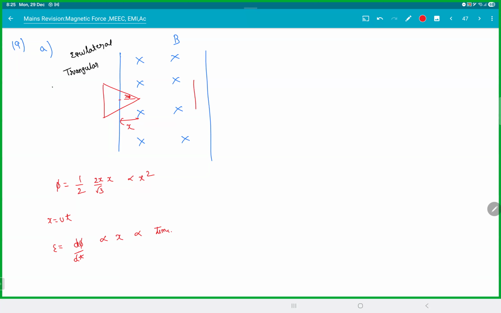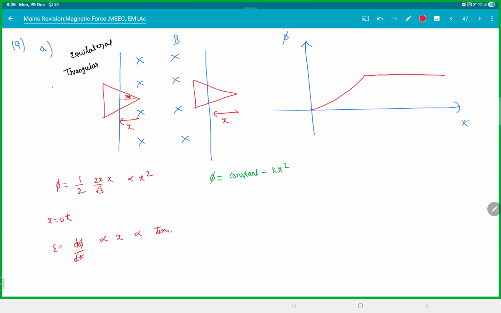Great, but when you're leaving, something happens. This would be x, and now flux will be a constant minus some k into x square. It's a minus x square parabola. So now when you plot the graph, check whether you got the same parabolas, flux versus time. Once it starts entering, it would be this kind of a parabola. Then it becomes constant when it is completely entered. And once it is leaving, it will be this kind of a parabola. Most people do it like this, so just be careful with that. It's not that parabola. It's constant and then it drops like this.